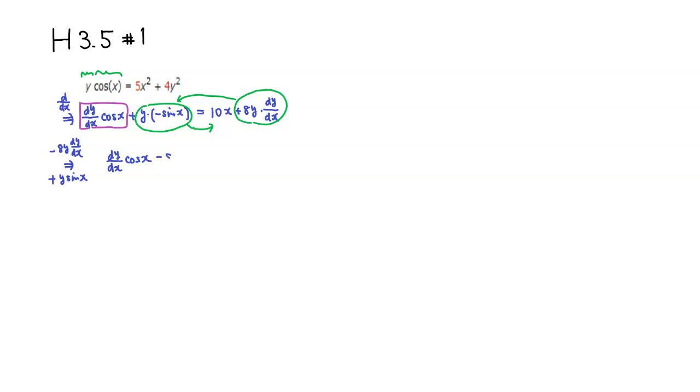Then we subtract 8y dy over dx, so we have minus 8y dy over dx. That takes care of this term right here. We have 10x on the other side, so I'm going to just put that in, 10x, and then we have to take care of this guy. This is y sine of x, so we're adding y sine of x.